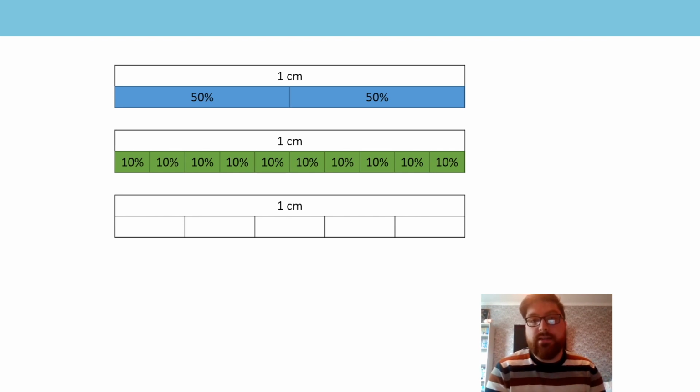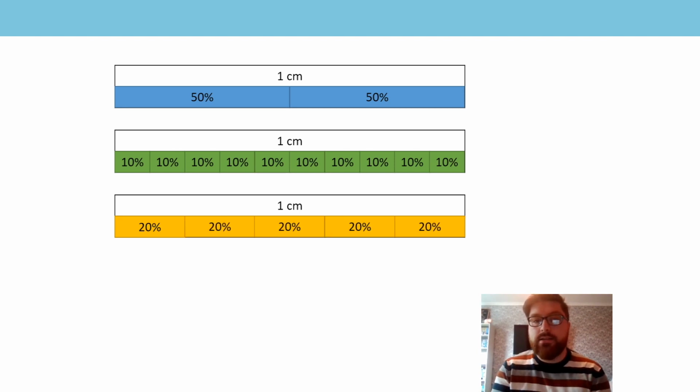If a bar is divided into 10 equal parts, worth 10% for each part, then surely we can work out this bar with 5 equal parts. Can we see that these two 10% are exactly equal to this one part here? Okay, so each part, of course, is going to be worth, that's right, 20%. 20% each part of this bar model. Well done.